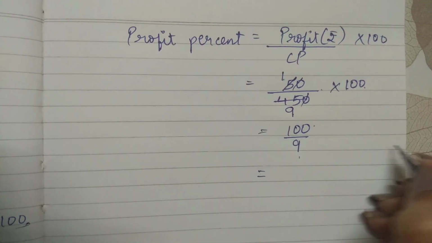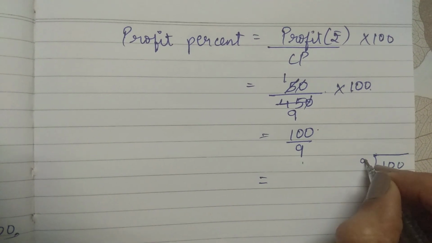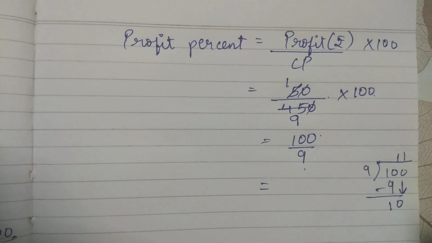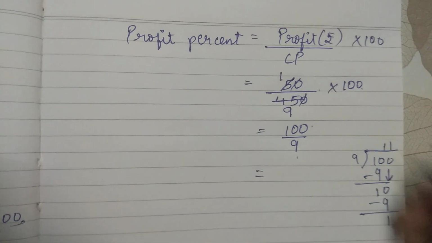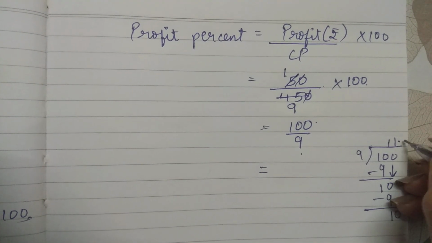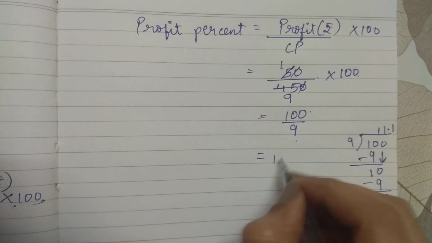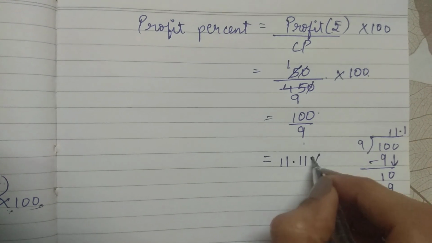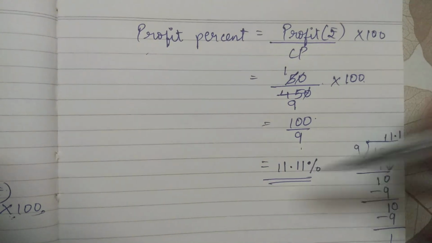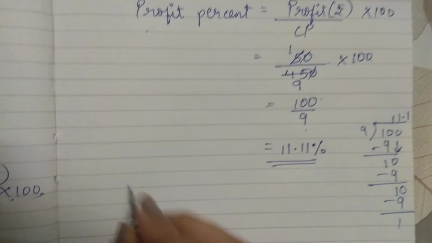So let's divide this in a rough column. You have to make a rough column on the right hand side. So 100 divided by 9. 9 ones are 9. Again 9 ones are 9. Now there is no number to bring down, so put a decimal and a 0. Again 9 ones are 9 and it is recurring. So the answer will be 11.11%. So what is the profit percentage? It's 11.11%.